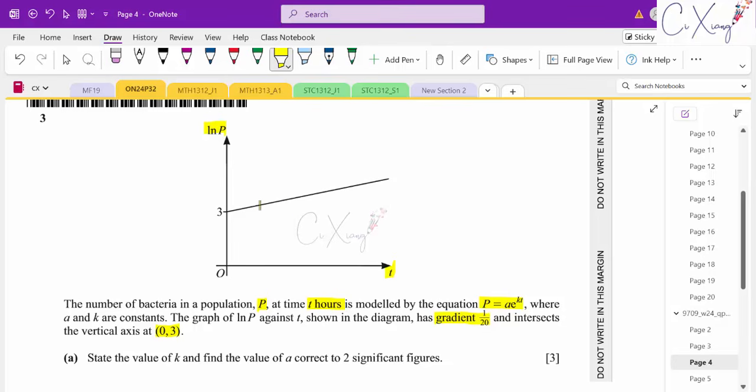We should try to convert our curve into a linear equation as well, so that we can compare them directly, then get the values of the constants from the linear equation. So we have the original equation, which is P equals A e to the power kt. Okay, so first step, let's take ln on both sides.